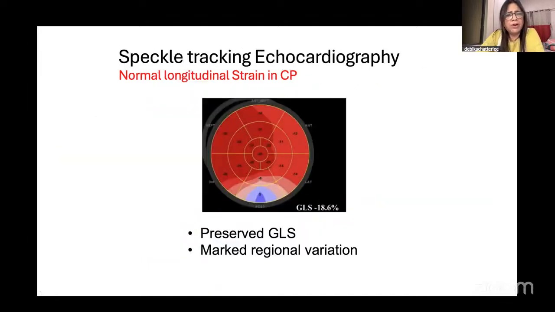Speckle tracking echocardiography is normal in constrictive pericarditis with preserved GLS, as you can see in this case, minus 18.6%.